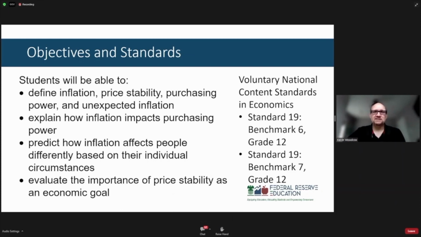And obviously, because we are the Federal Reserve, we are always aligning our resources to the national content standards. So these are also aligned to standards because we want to make sure you are teaching things that are valuable to students' learning. And because the content standards nationally align well to state standards, they're very easy to translate to your own personal state's requirements.